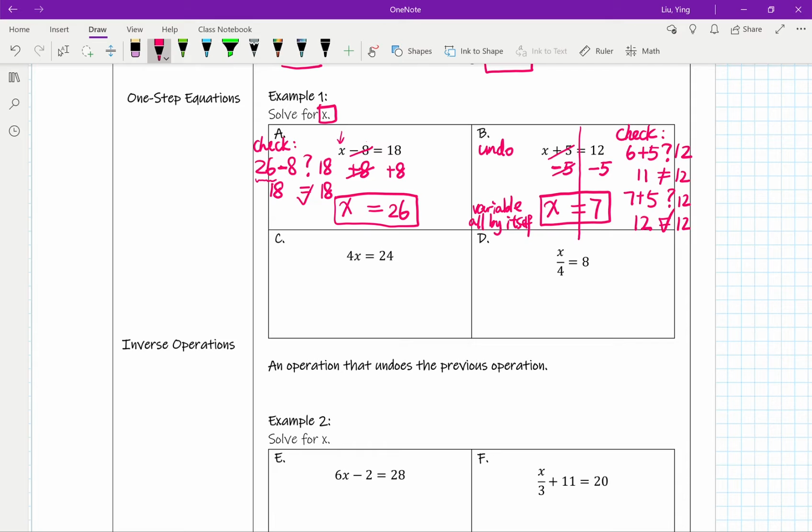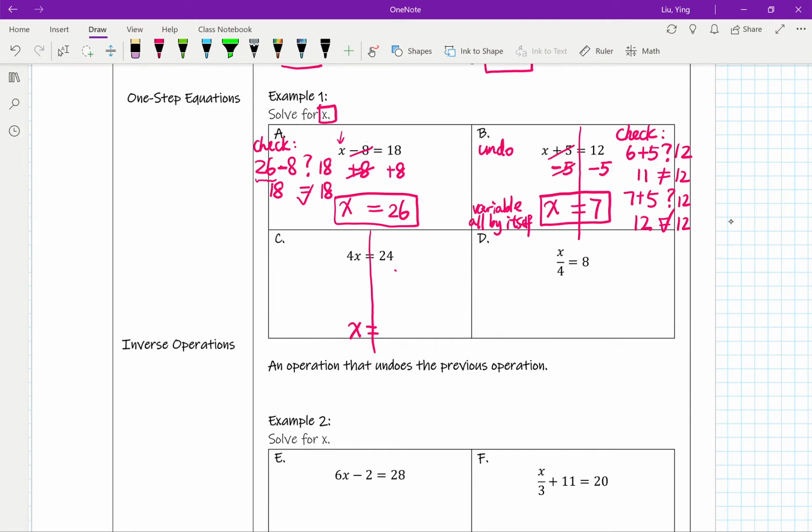4x equals 24. So like we said before, the goal is to get this variable x all by itself. I don't care about anything else. I just want x, right? So your answer should look like x equals something, right? So to help, we can put a line in the middle so we know that the left-hand side and the right-hand side have to be the same, right?